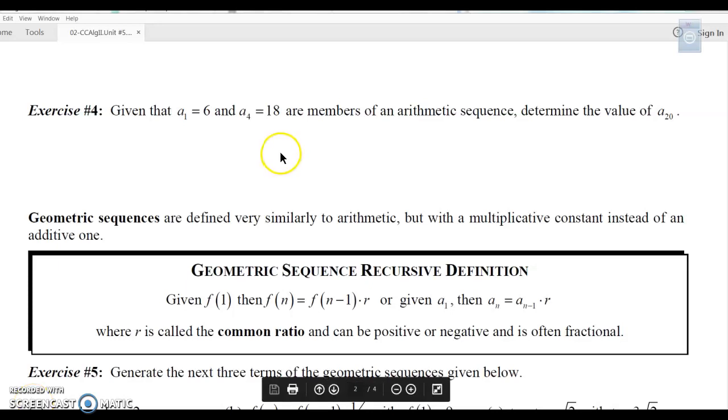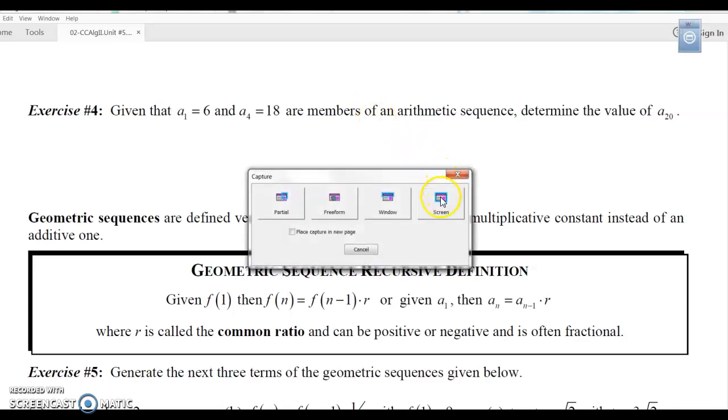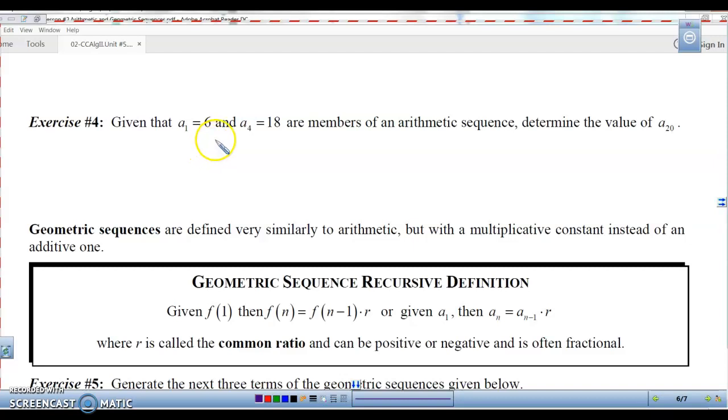This is Algebra 2, Unit 5, Lesson 2, the rest of the notes on arithmetic and geometric sequences. Okay, so just to review, an arithmetic sequence is a sequence that goes up by adding.